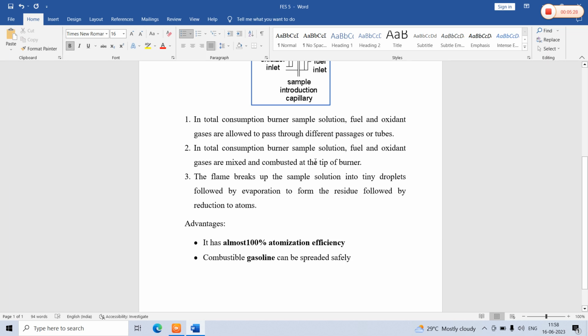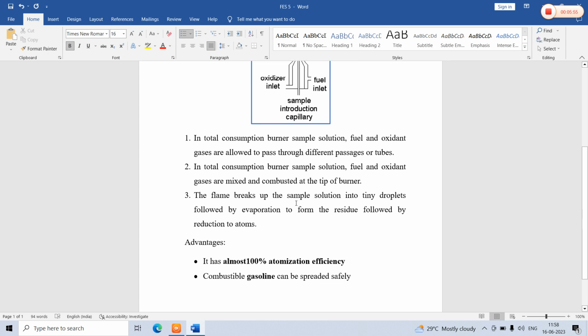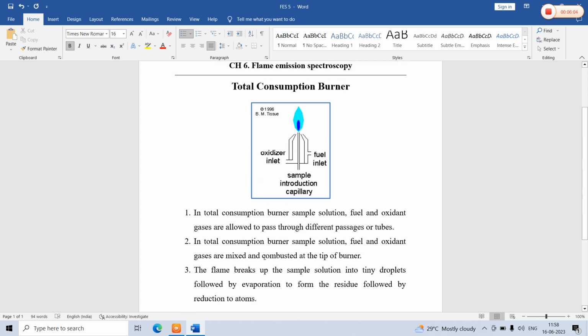So that is all about the total consumption burner, which is the first point of the instrumentation of the chapter on flame emission spectroscopy. Here the total consumption burner gives the production of the flame, and this flame will be utilized to give the free neutral atoms or free neutral excited atoms, and these are the two advantages of the total consumption burner, which is utilized as a burner in flame emission spectroscopy. With this content I conclude this lecture.